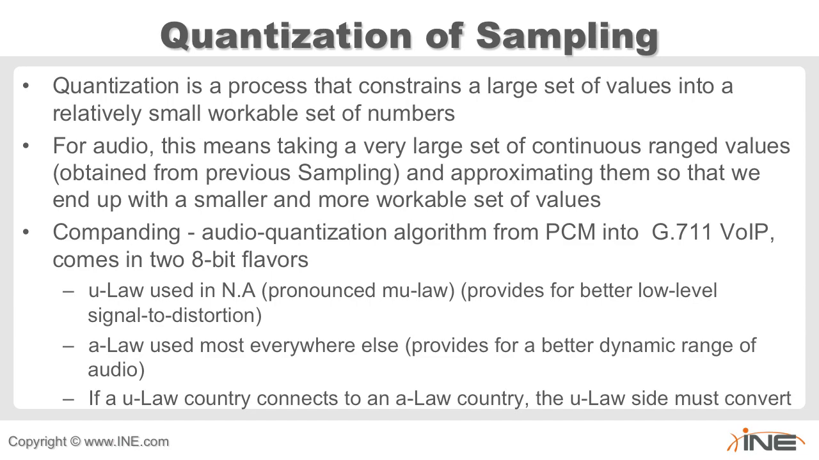When we do the process of quantization, companding is an algorithm that takes effect for PCM into G.711, and it comes in two 8-bit flavors, mu-law and A-law. Mu-law, used in North America as well as Japan, provides a better low-level signal-to-distortion ratio. However, A-law, used most everywhere else, provides a better dynamic range of audio frequency. When a mu-law country connects to an A-law country, it is the responsibility of the mu-law country to convert. So this is one place where the U.S. doesn't dominate. If we are connecting to pretty much everywhere else in the world, the burden of conversion is on us, not on the rest of the world.